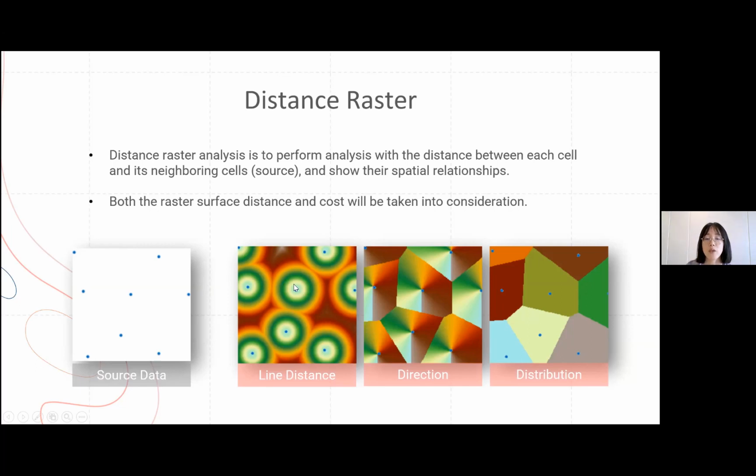And also we can get the directions from the location of each of those points to its neighborhoods, like from 0 degrees to 360 degrees. So that would be the direction data set result. And then we also have a distribution result. That is to say, like we have all the points in this area.